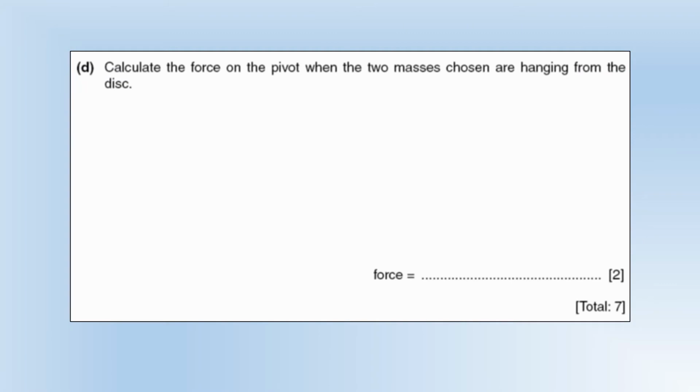Okay, so then the final part of this question, calculate the force on the pivot when we've got the 2 masses hanging from the disc. So we've got 3 things with a downward force, so the pivot must apply an upward force equal to that. So we've got the 2 masses that we've hung on it, plus the 200 grams of the disc itself, which it told us in the question earlier. So that's the total downwards force. If it's in equilibrium, then we must have an equal force upwards of 6 newtons.